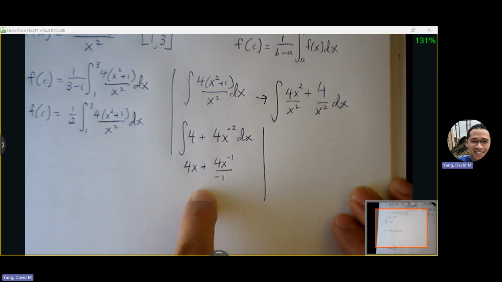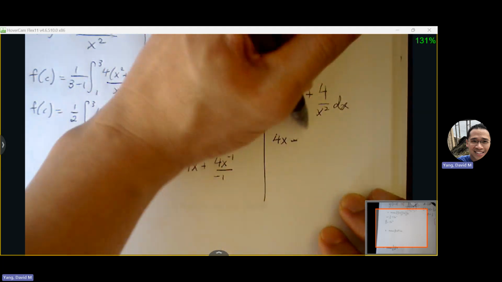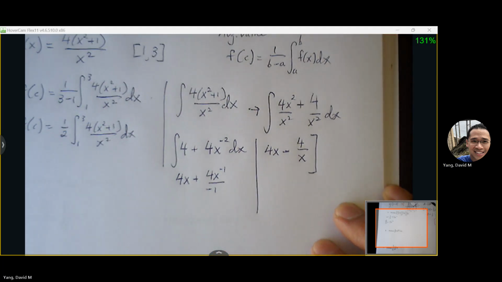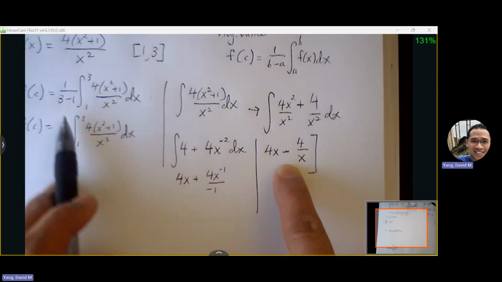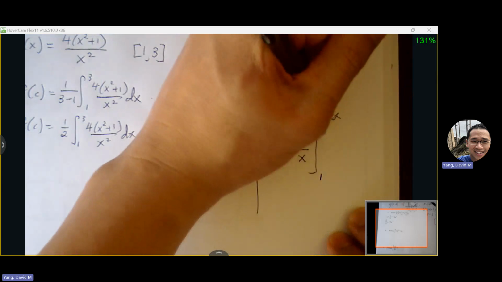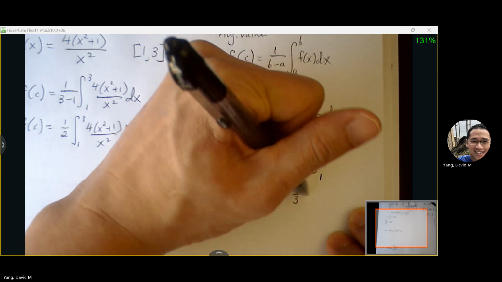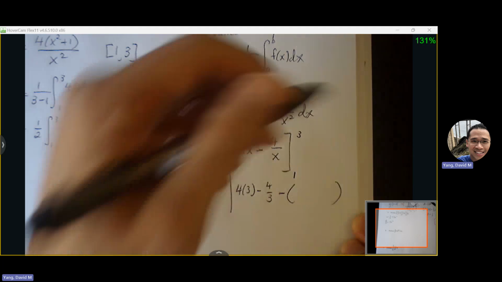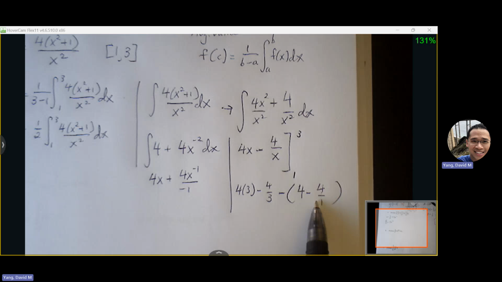I do want to plug in the bounds, but I'm just going to do a little bit of cleanup before I plug in the bounds here. So I'll make this 4x minus 4 over x. So I've done the calculus with power rule. Now I'm ready to involve the bounds. So plug in the 1 and the 3. Minus big parentheses. And then the lower bound as well, 4 minus 4. The 4's cancel out. That's nice. So we have 12 minus 4/3.